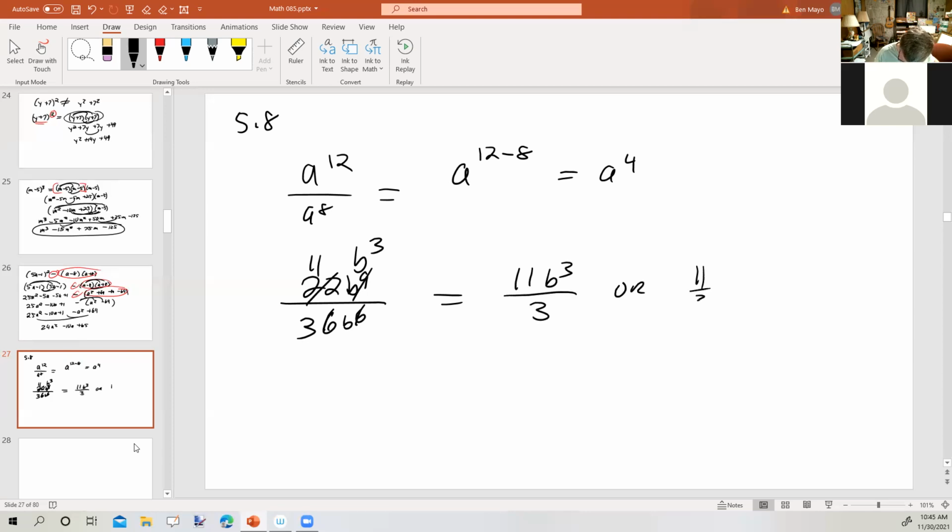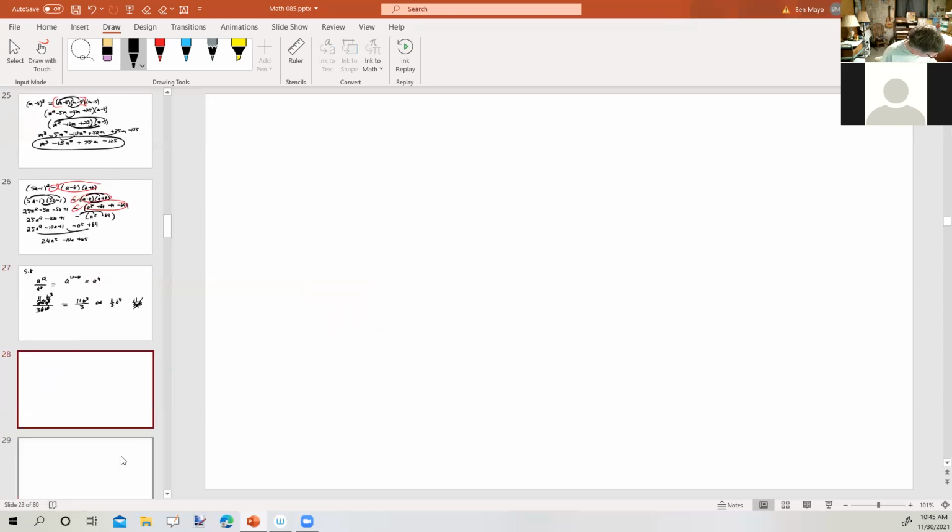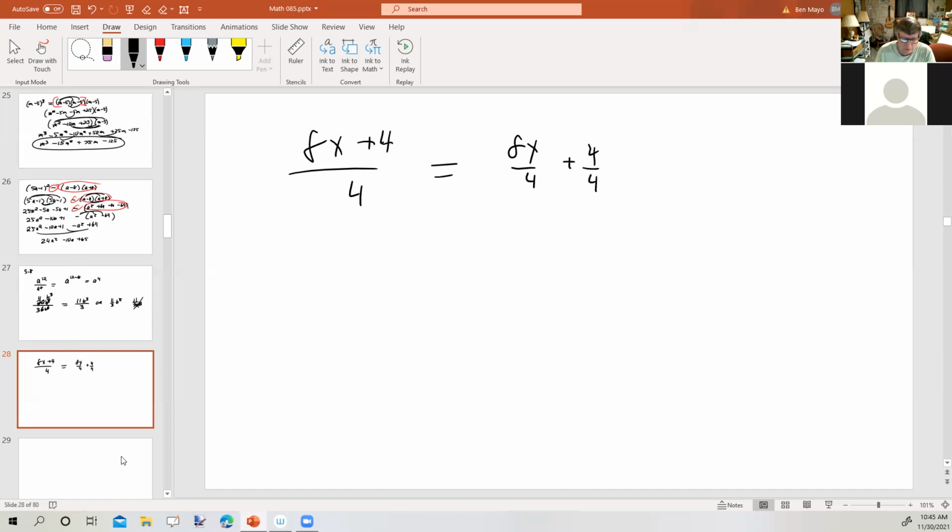Or you could write it as 11 thirds b cubed, but be careful that you don't write it like that. That b cubed has to either be in the numerator or sort of straight out from the fraction bar, implying that it's still in the numerator. All right, now let's say we have a polynomial divided by a monomial. Then we take each term of the numerator and divide it by the term in the denominator. And then go back and one by one reduce each fraction. 8 over 4 is 2 over 1, so 2x plus 1.